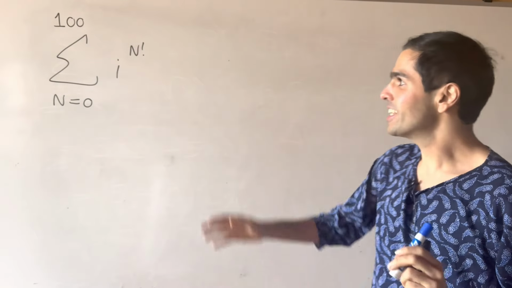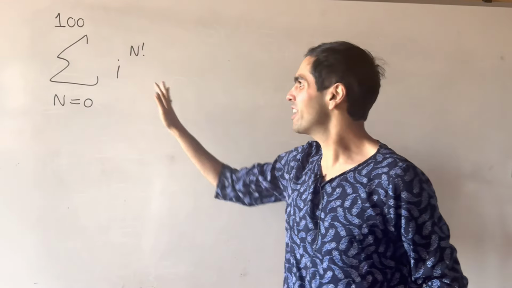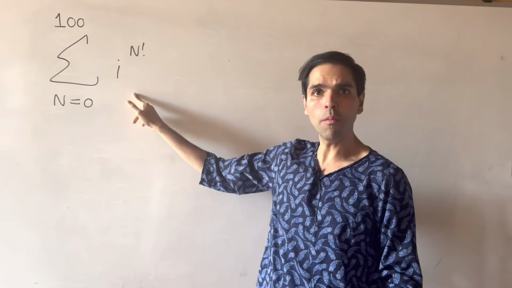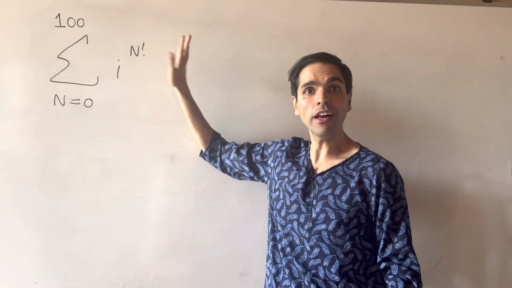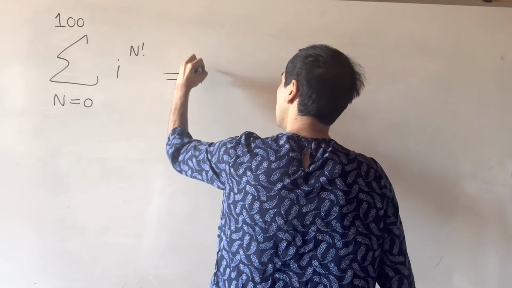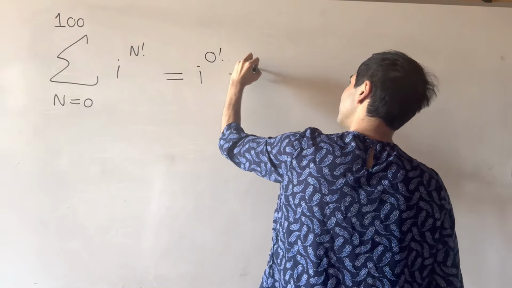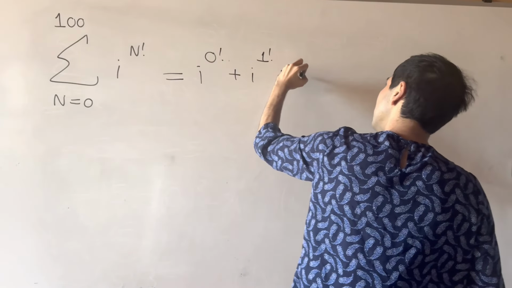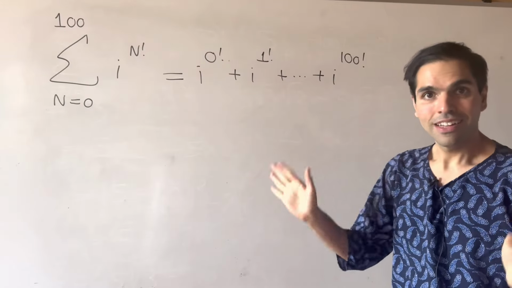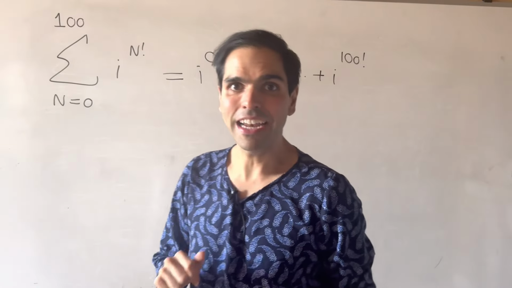Alright, thanks for watching. And here's a very neat problem that I found on Instagram. Namely, what is the sum of ith powers, but with factorial exponents? So in other words, i to the 0 factorial plus i to the 1 factorial, etc., plus i to the 100 factorial. And I promise you, it's not as bad as you think.